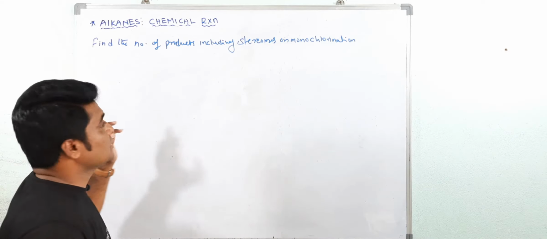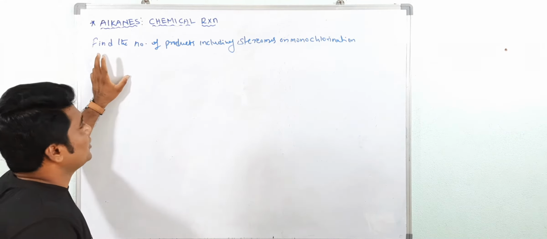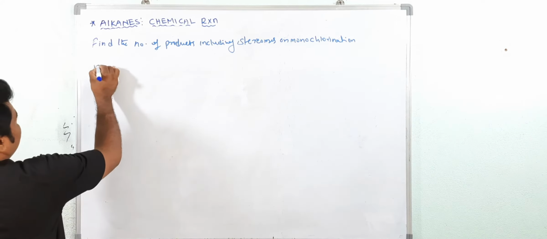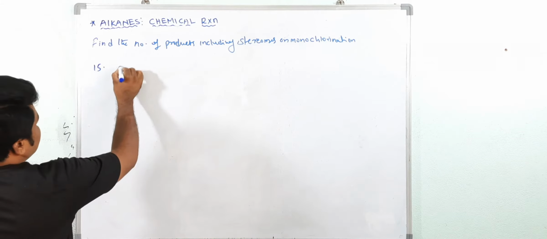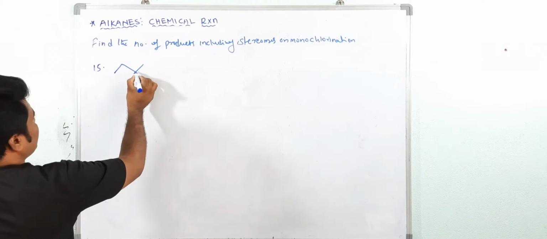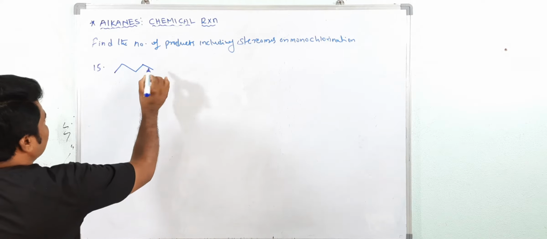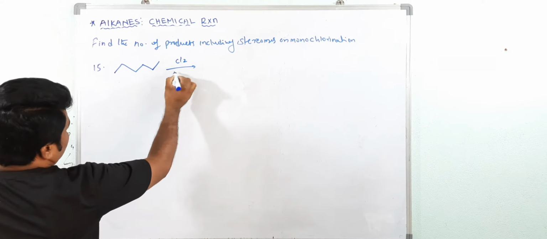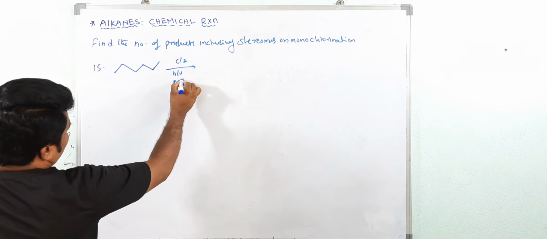Okay, now see, I am giving some homework problems. Find the number of products including stereomers on monochlorination. That is 15. See, this is n-pentane. 1, 2, n-hexane you will take. 1, 2, 3, 4, 5, 6. Monochlorination. You have to find.